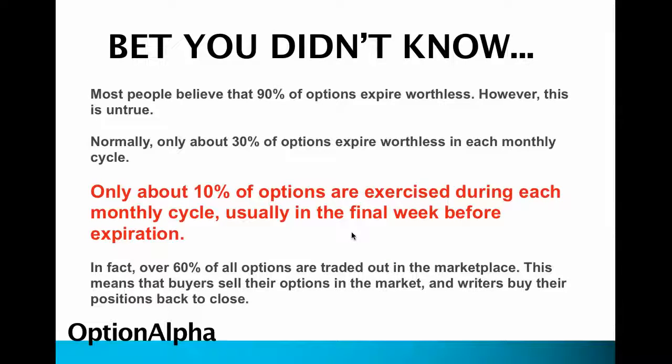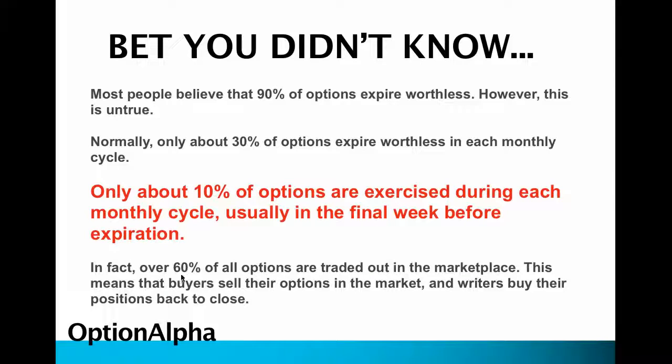I get a lot of questions from members and from clients saying, well, what's the risk that any of the strategies I trade will actually be exercised? And you can see that only about 10% of options are actually exercised, meaning that they're converted from the option itself to the underlying stock. And usually that happens in the final week. So that's the main time that you have any risk of being exercised.